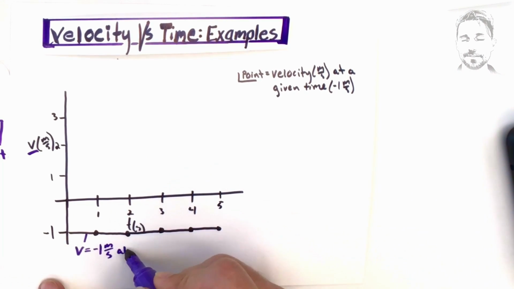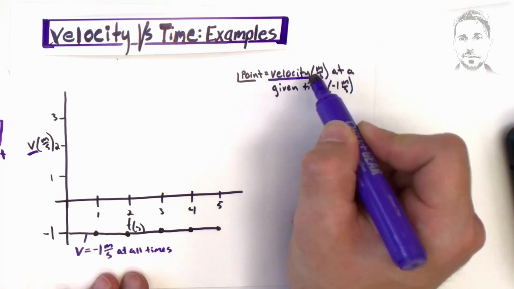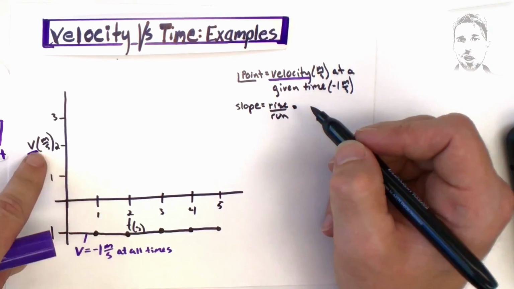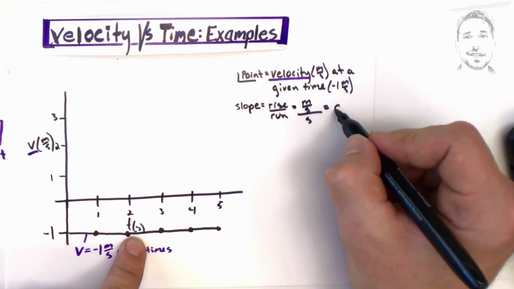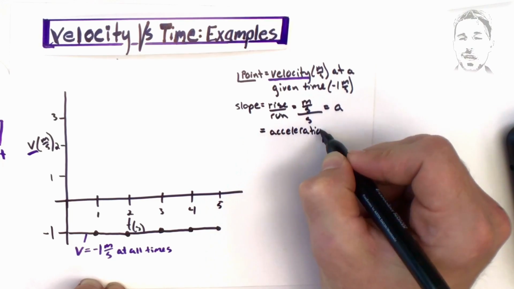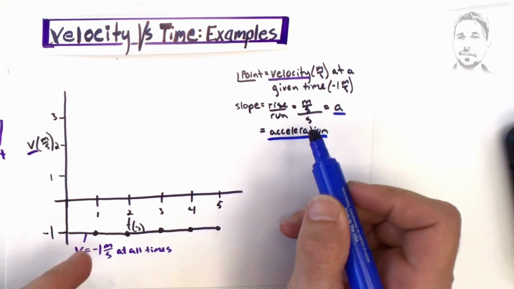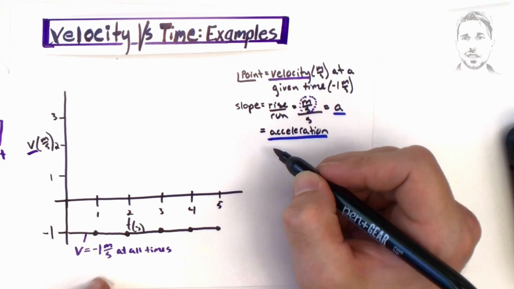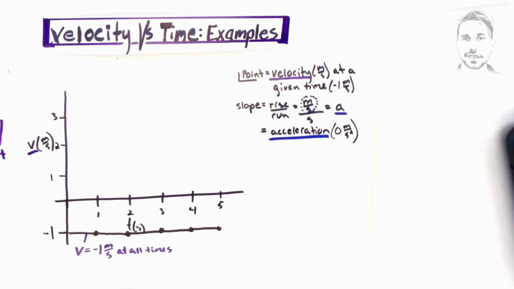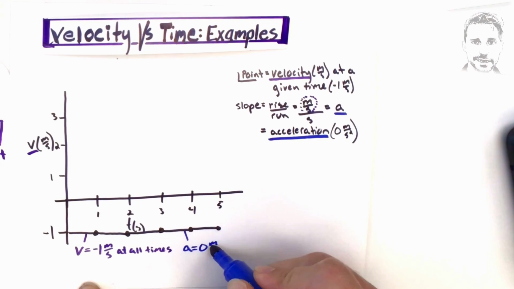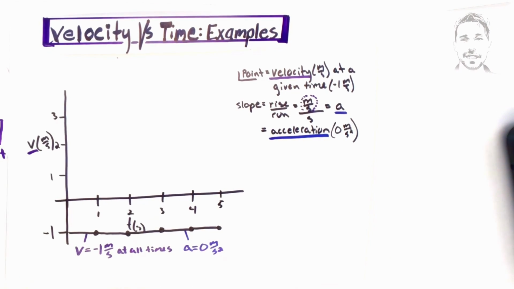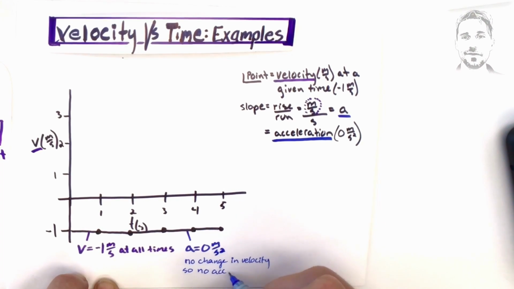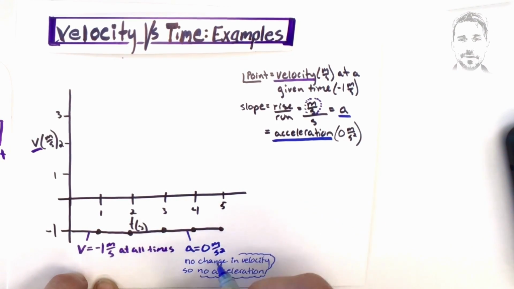And what does the slope mean? The slope is still rise over run, which is meters per second over seconds, which is the units for acceleration. So the slope of a velocity time graph tells you the acceleration. And here the acceleration is 0 because we see the slope is horizontal. Horizontal slope means 0. So acceleration is 0, there's no change in velocity, so there's no acceleration, because the definition of acceleration is to have that change in velocity.